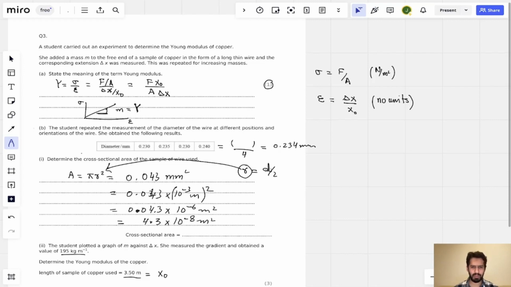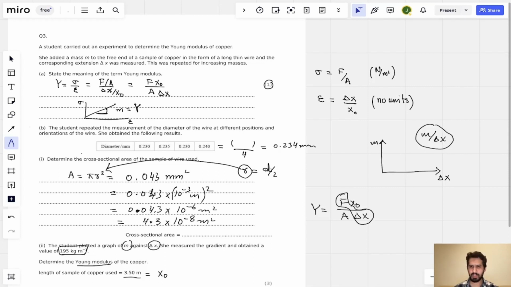We know that in the equation for Young modulus, we have force times original length x naught divided by area, and then we have change in length delta x. The slope which the student has measured is for mass against change in length, which means she plotted mass versus change in length. If you find the slope, it will be m divided by delta x. But here we need force divided by delta x. So we can simply multiply this mass with gravity and make it weight, right? And weight will be the force which we can use in this equation.